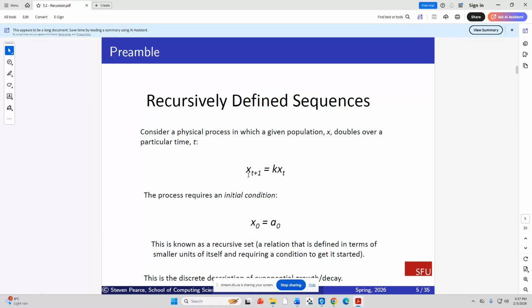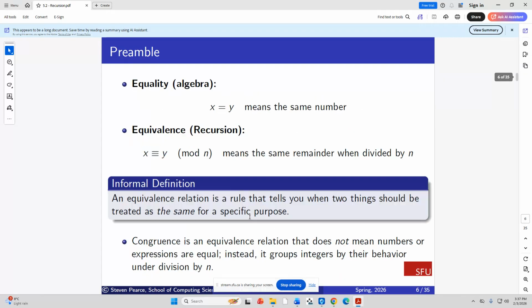If you have some variable x at time t plus 1, which equals a constant k, which is positive, times the same variable x at an earlier time t, all right? So this process requires an initial condition, x sub 0, to get the process going, and you end up being able to recursively generate the entire series this way. This is just an exponential set. If k is 2, each iteration it doubles. So this is just exponential growth described in a discrete way rather than in calculus.